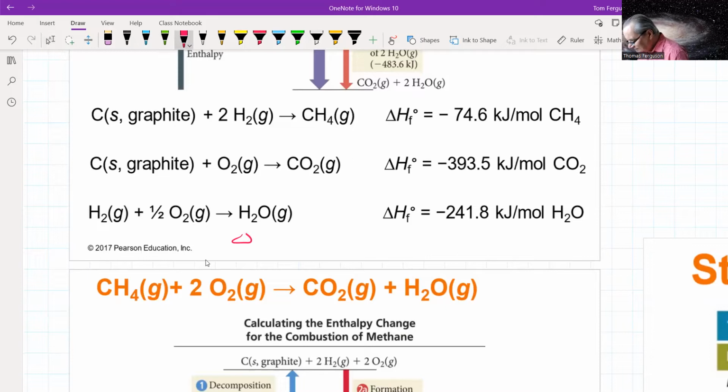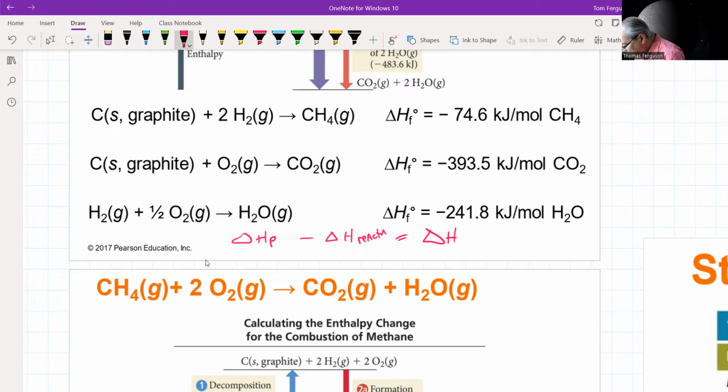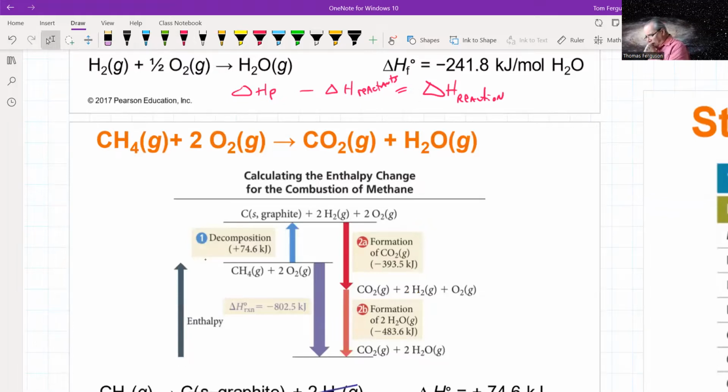Again, remember, we have delta H of the products and delta H of the reactants equals total H of the full reaction. Okay, so basically, algebraically, I'm going to add up formation reactions that equal our product reaction.